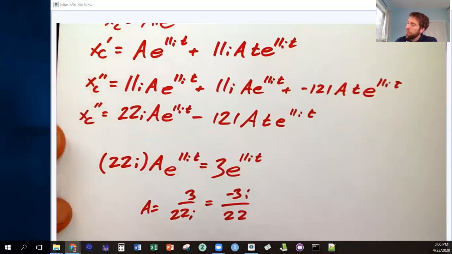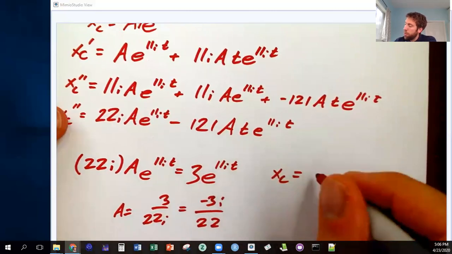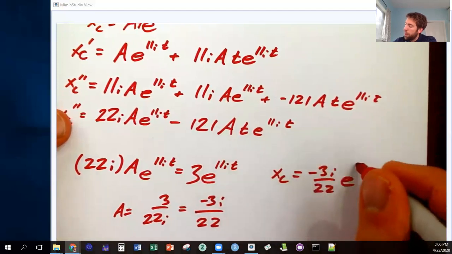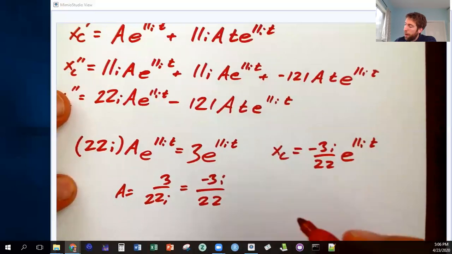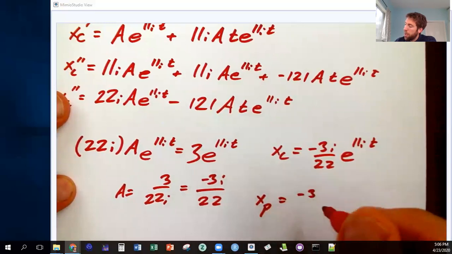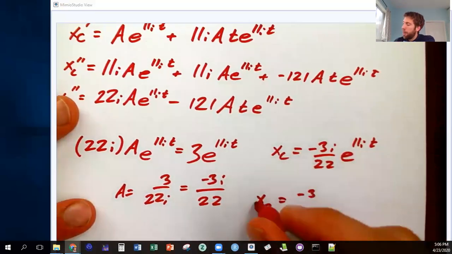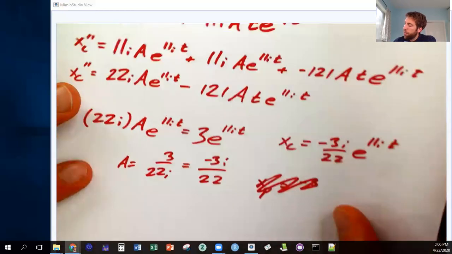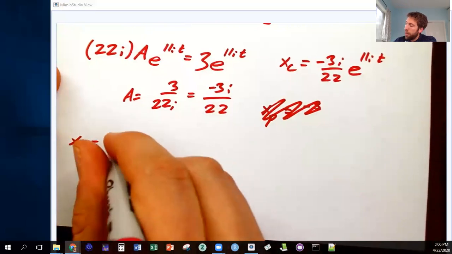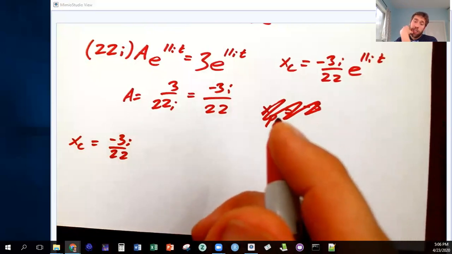All right, so that means x complex equals negative 3i over 22 e to the 11it, and the real part of that will be x particular, which equals negative 3 over 22 times the cosine term. So let's not be too careless. x complex equals negative 3i over 22.